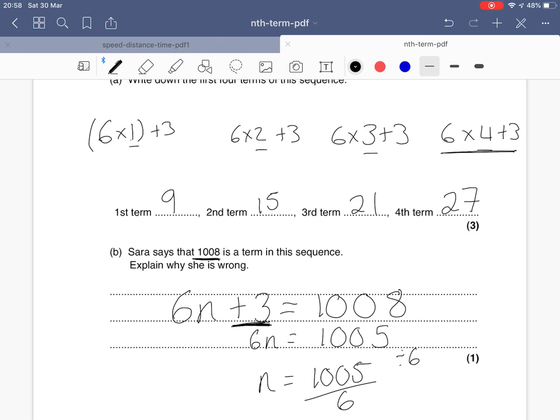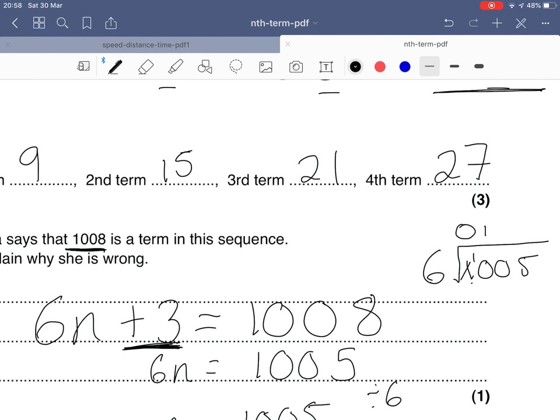Take a little time and do the bus stop method now, so you'll probably soon end up with a decimal. So 1005, how many 6s go into 1? 0, carry my 1. How many 6s go into 10? 1, with 4 remaining. How many 6s go into 40? Well, 6 6s are 36, so it'd be 6 remainder 4. How many sixes go into 45? Well, six sevens are 42. So that would be a remainder of 3.